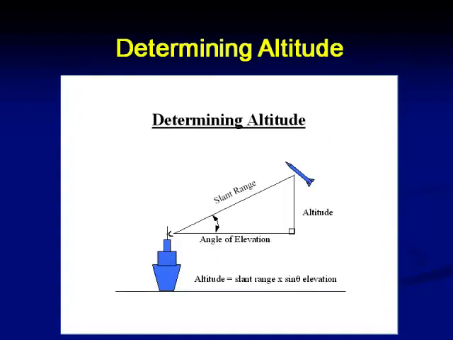In many cases it will be required to understand what is the height of the target. So from the diagram as shown, by measuring the slant range and the angle of elevation, we will be able to fix what is the altitude of the target with reference to the antenna location. The altitude is taken from the tan of the angle of elevation and the slant range.